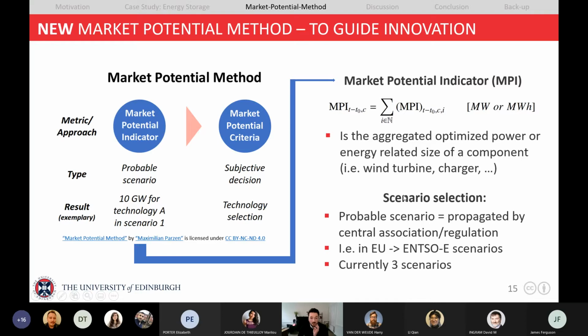Okay, scenario selection. What is a probable scenario? That's maybe also a good question. And we say it's one that's likely to happen. We used in this case just a deterministic approach, right? Not some kind of stochastic simulation, but one can argue that whatever the central association is deciding for is maybe a likely scenario. And they're using 3 scenarios, so maybe we should also go for something like that.